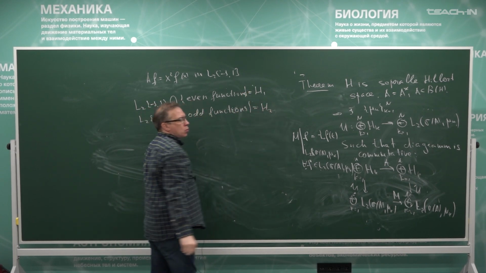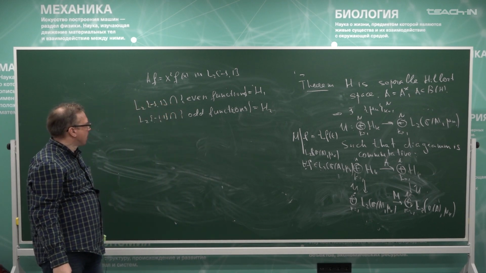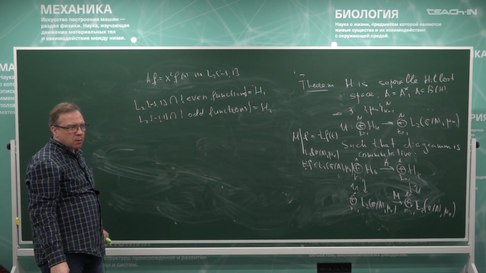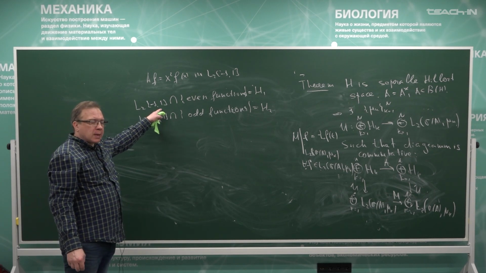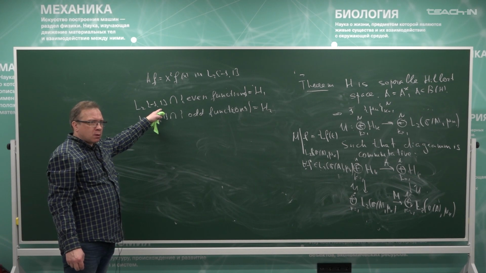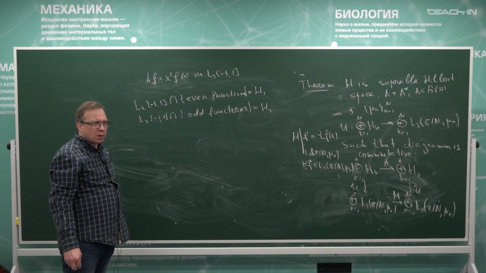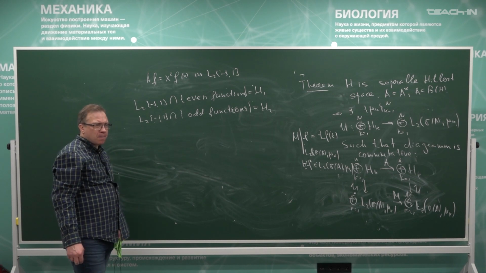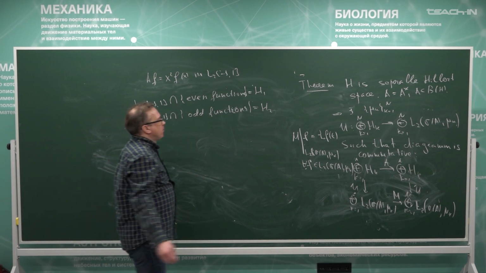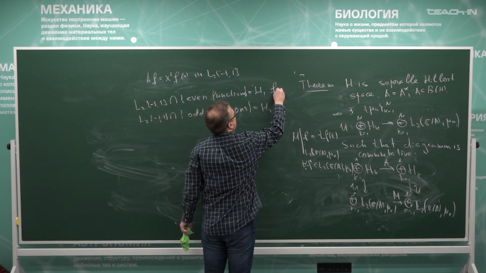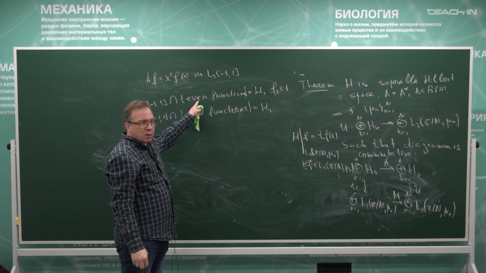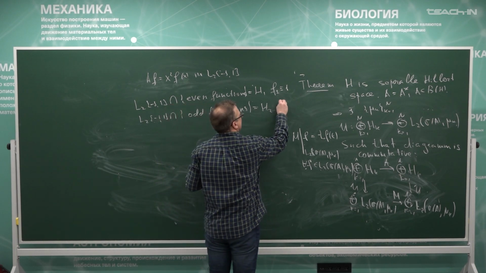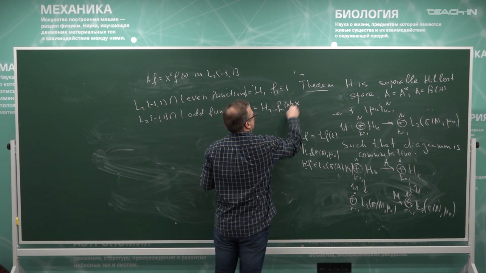It's equal to H2. In this space, we have a cyclic vector in H1 for even functions. For even functions we take f1 as the constant 1. It is the cyclic vector here. And here we take f2(x) equals x.